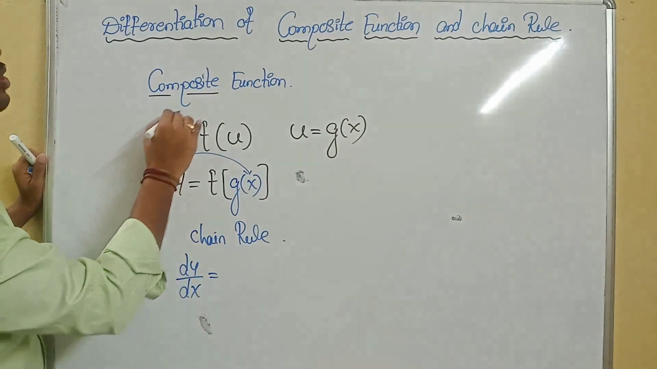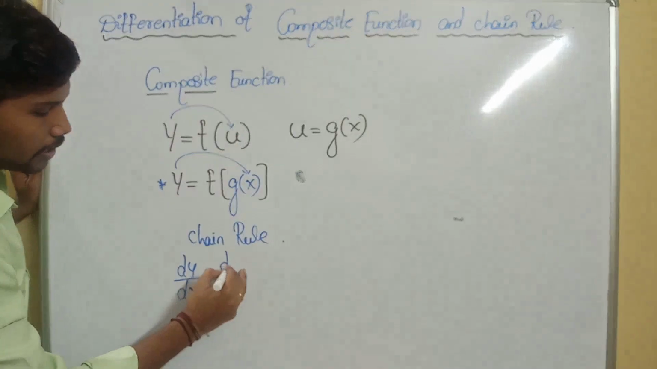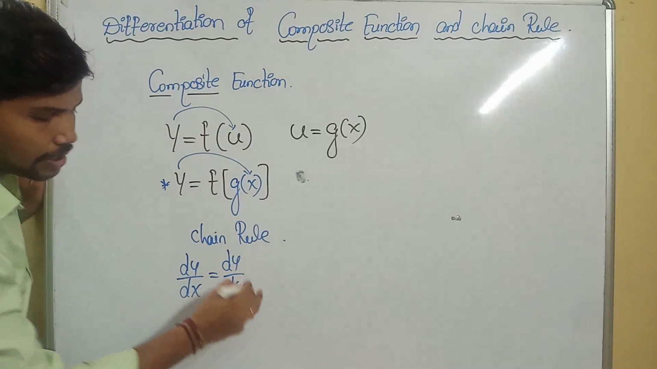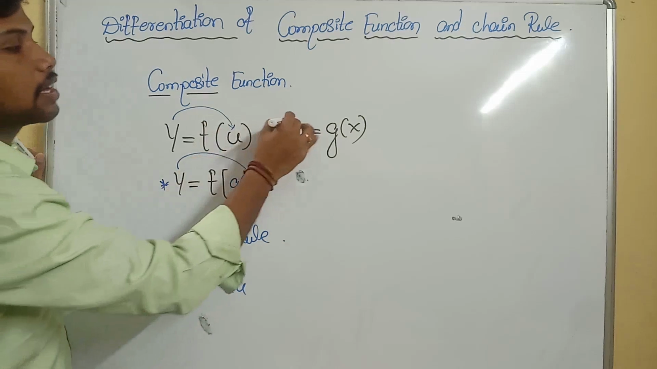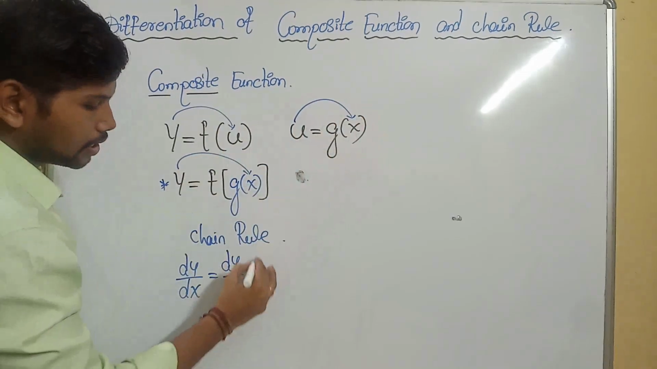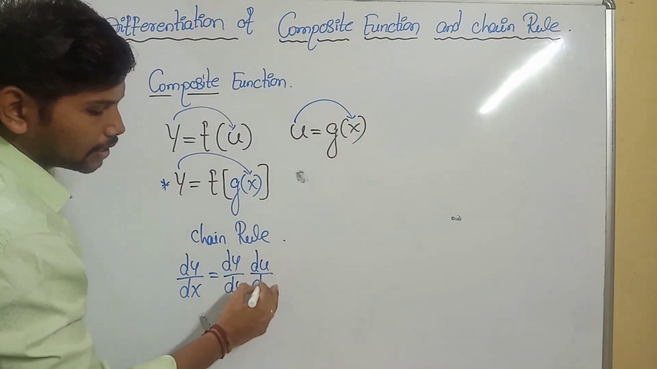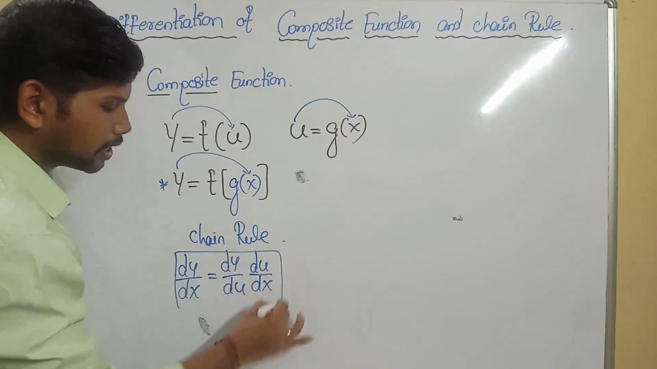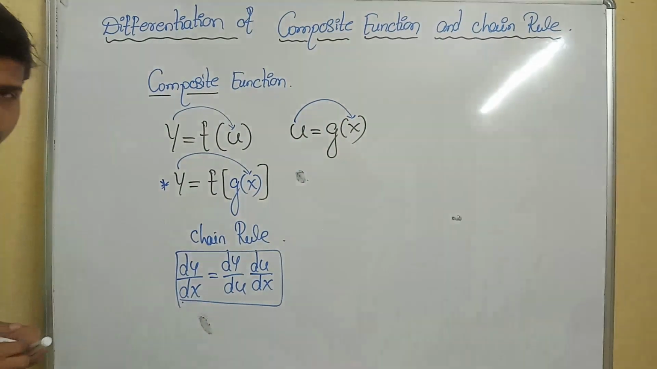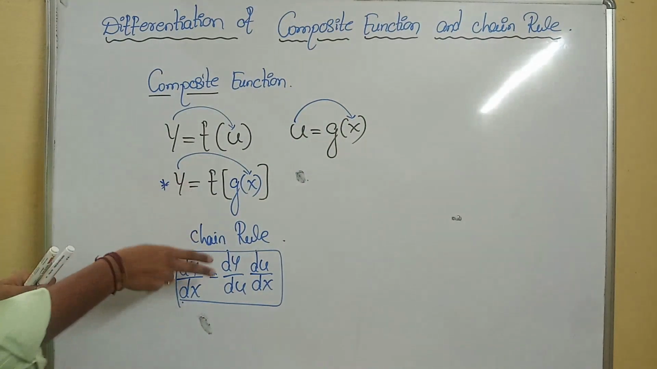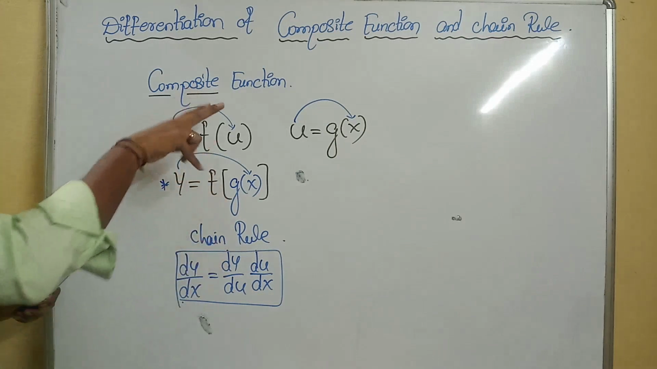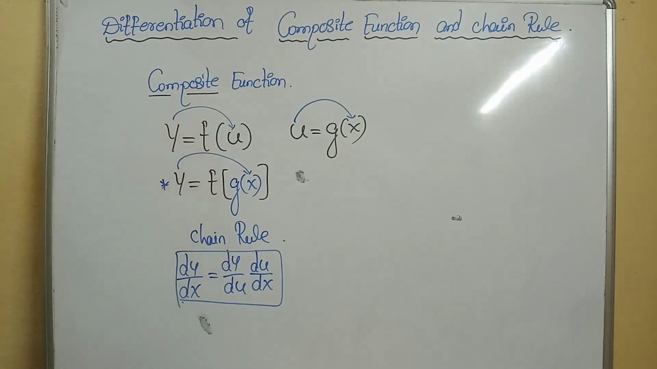Now y is a function of what? u. That's why I need to write dy by du. After that, u is a function of what? x. It will be du by dx. Did you understand properly? This is nothing but the chain rule for the composition of two functions. Getting my point clearly?